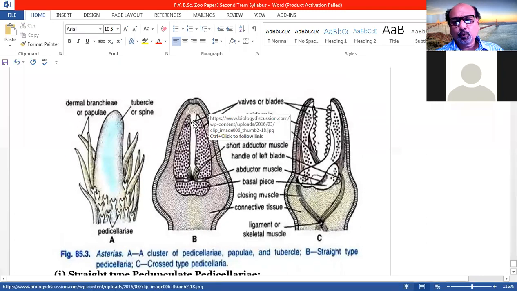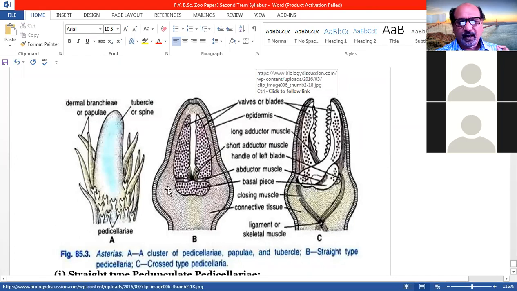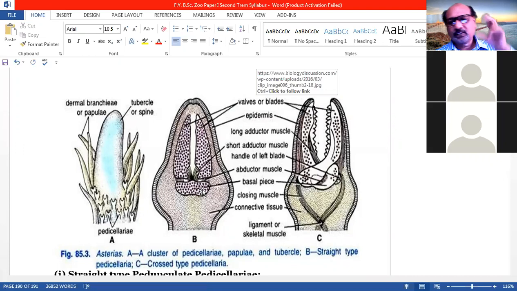It has two blades or valves that are straight in position, like forceps, and below the valve blades there is a basal piece or handle. The basal piece and the valves are operated by two pairs of adductor muscles and one pair of abductor muscles. With the help of their contraction and relaxation, the forceps move to pinch up food or particles. They act as pincers, so they are useful for catching prey and food, and for attaching to the substratum.